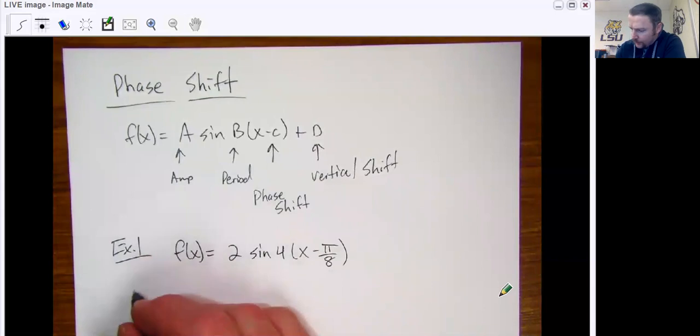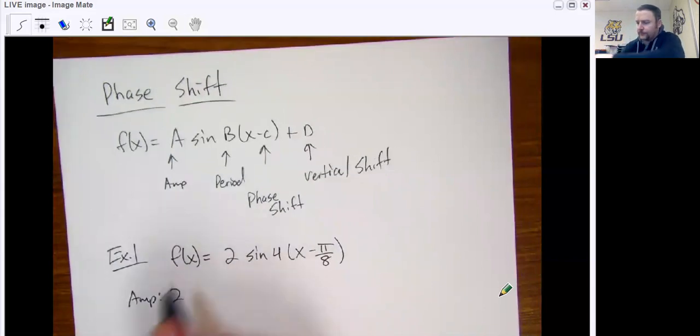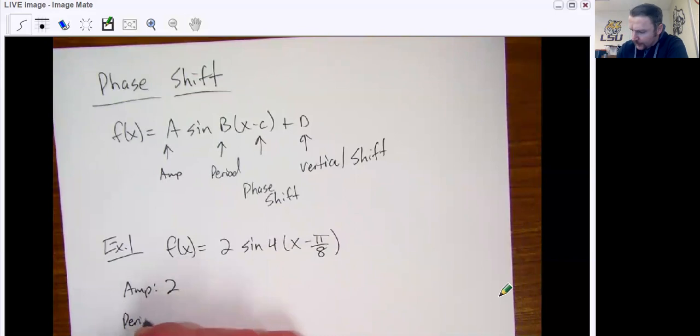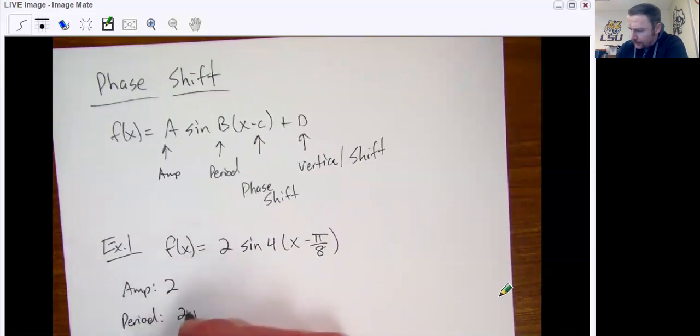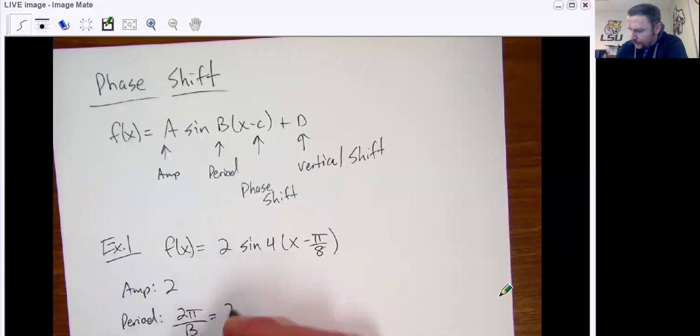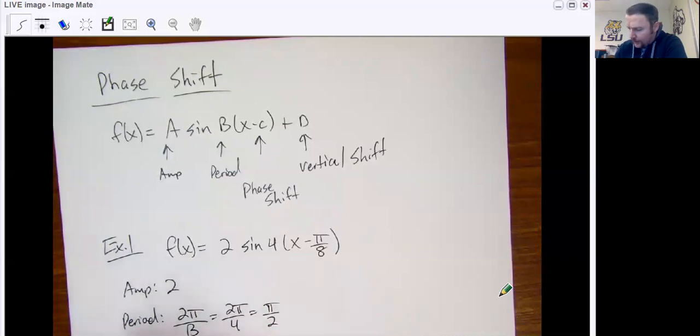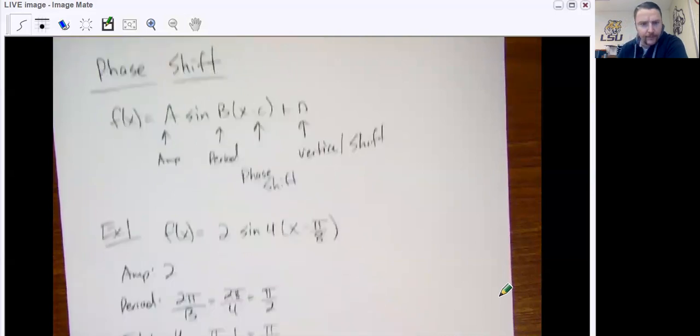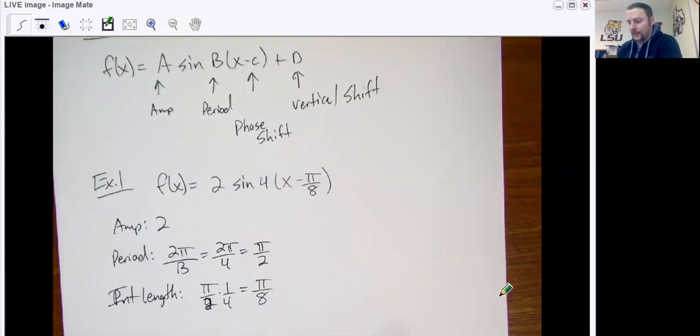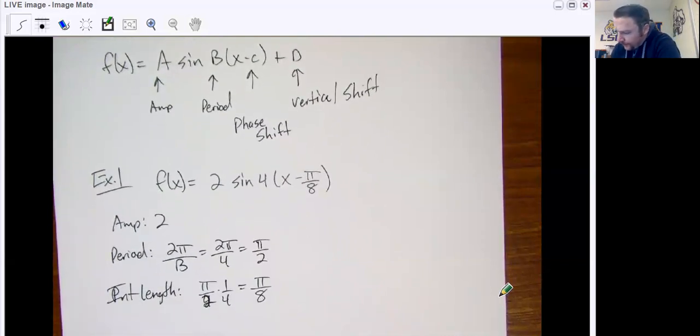All right, so let's just do what we've been doing. Our amplitude is 2. Our period is going to be 2 pi over b. In this case, b is 4, so we're going to do 2 pi over 4, which is pi over 2. Then we got our phase shift right here. Our interval length is going to be period over 4, which is the same thing as multiplying by 1/4. So we're going to get pi over 8 right here. So pi over 8 is our interval length.